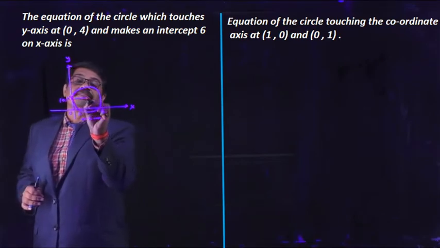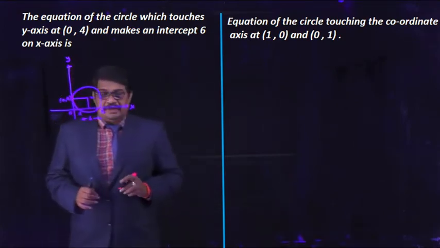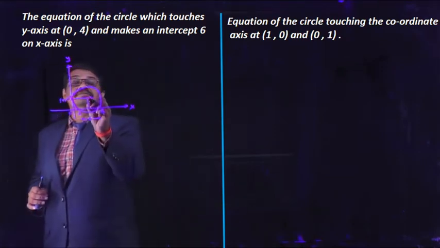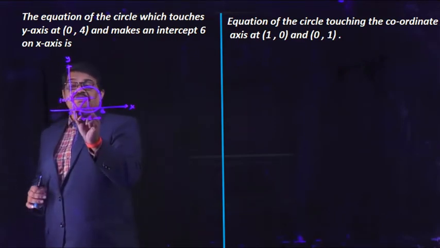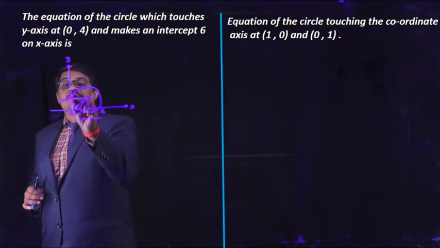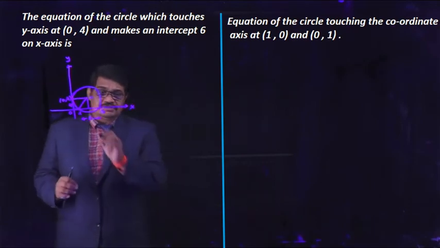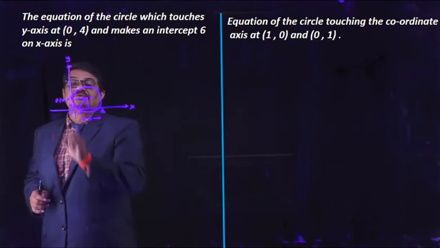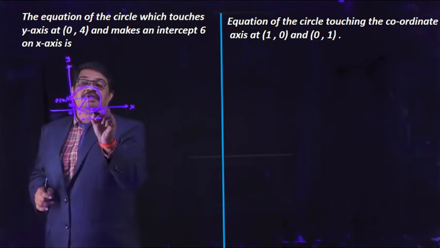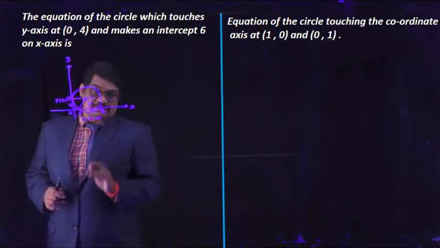This is the center. Draw the perpendiculars from the center onto the axes. Join AC. What is the distance from the origin to this point (0, 4)? That is 4 units. This OP is 4 units. Then this is M, and CM is also 4 units. These are parallel chords and equal.